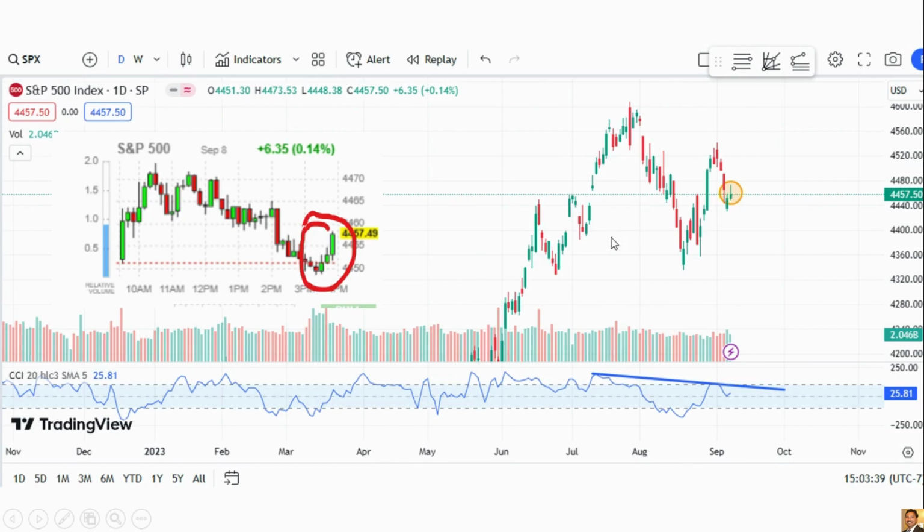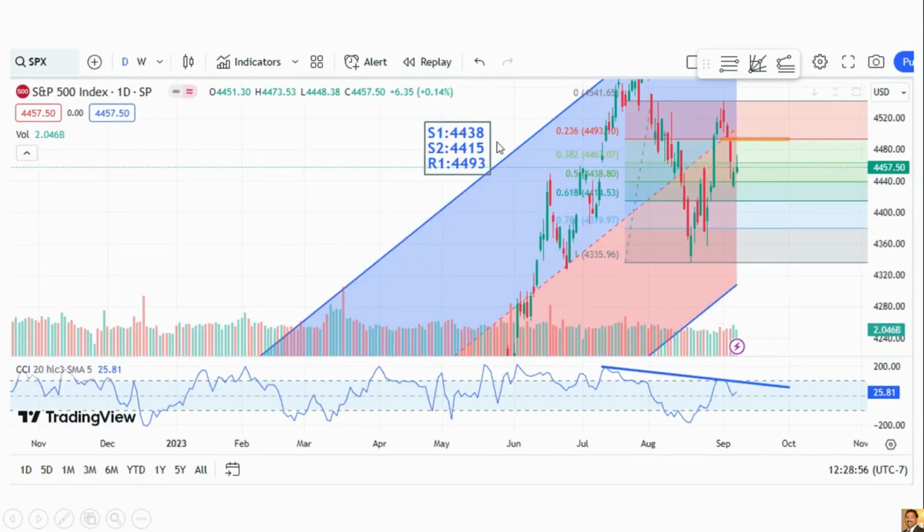So my targets: 4438 is the first support, because there is a Fibonacci level of 0.5, and the next support level is 4415, and the resistance is 4493. The resistance at 4493 is because there is a gap here, and also it's a Fibonacci level of 0.236. So maybe Monday and Tuesday it can go up a little bit, because we already saw short covering happen on Friday in the last 30 minutes. So the market can go up a little bit and then come down.